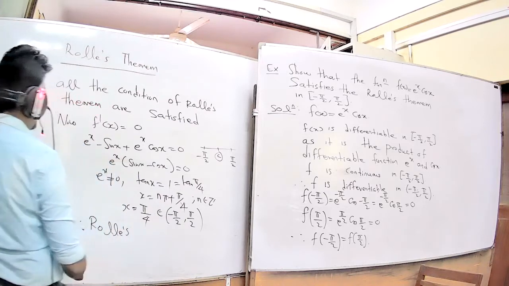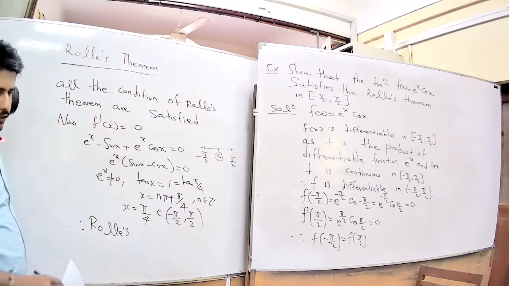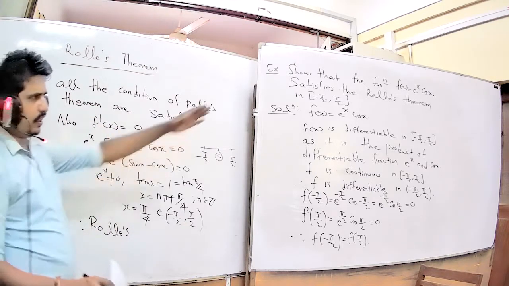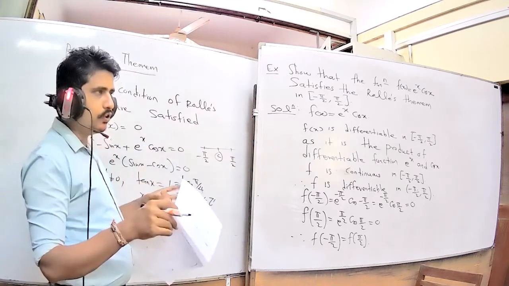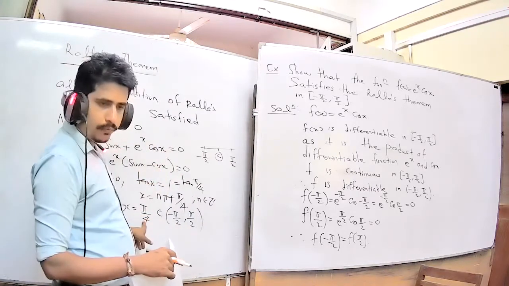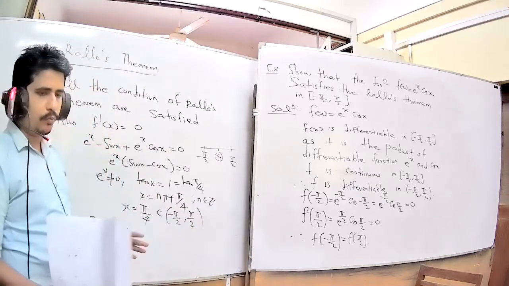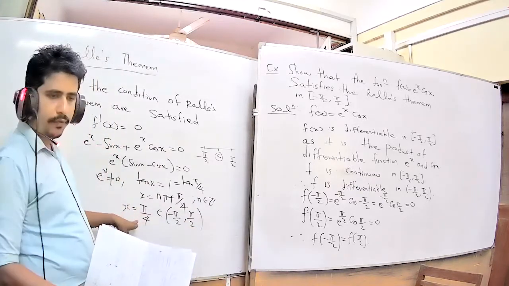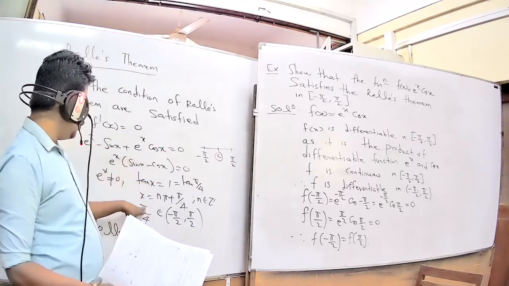Some questions we can't verify Rolle's theorem because some conditions are not satisfied, then you can't verify it. Suppose if three conditions are satisfied, you can easily verify it. Then within that interval, you can find such a point, at least one point. Here we found one point, no? Suppose more than one point you can find, it's no problem, right? At least one point you can find.